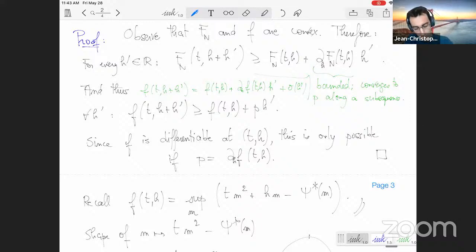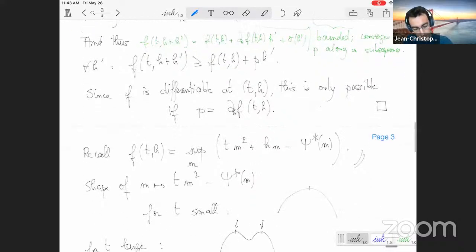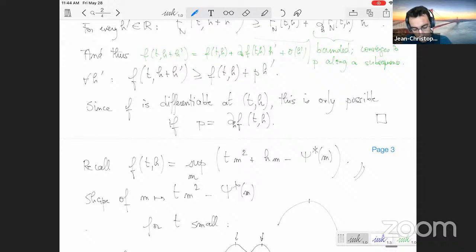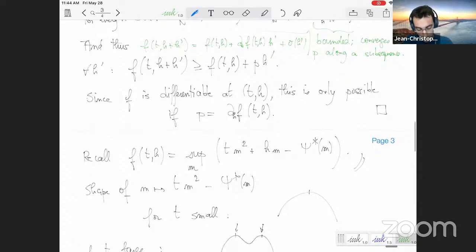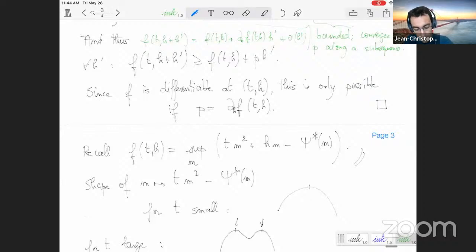I'm going to expand upon these two observations. So we have this expansion, and we have this inequality that is valid for every H prime. And I'm going to take one more minute to explain how you conclude. So if I relate the two, I will get that the right-hand side here is larger than the right-hand side here, and then the F of TH cancel out.